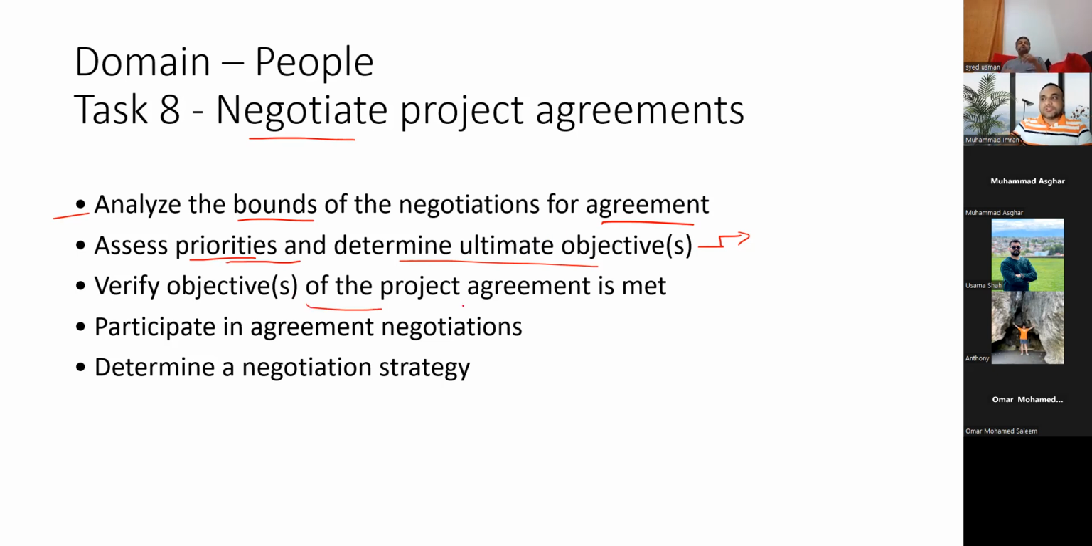Once done, it's not like I presume by myself that I knew that, so I kept it to myself. No, you have to verify it also. You have to keep verifying during the meetings, status meetings, progress meetings, and also at the end of the project, that the purpose of the project agreement is met. Project agreements, normally what we call the charter. So these things are happening at the time of agreements.